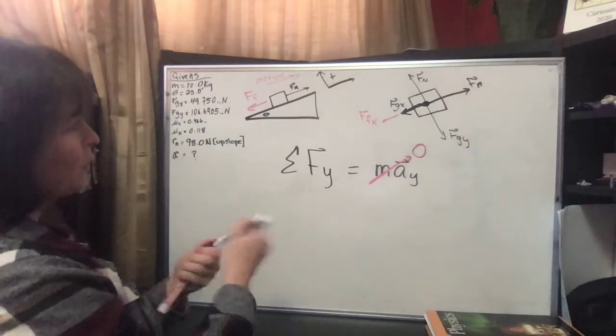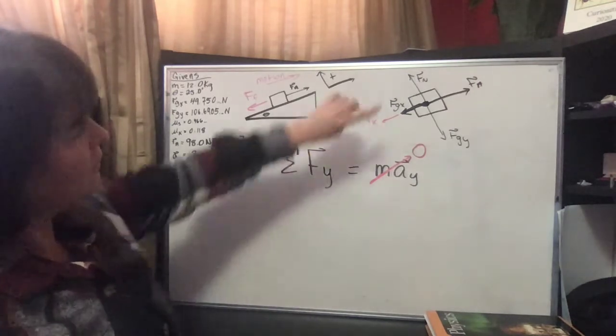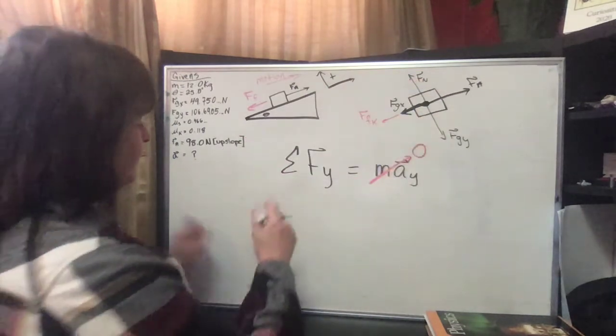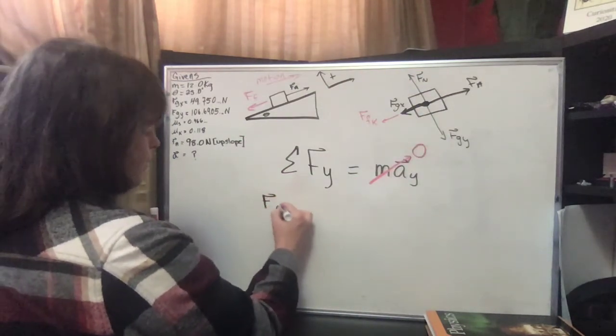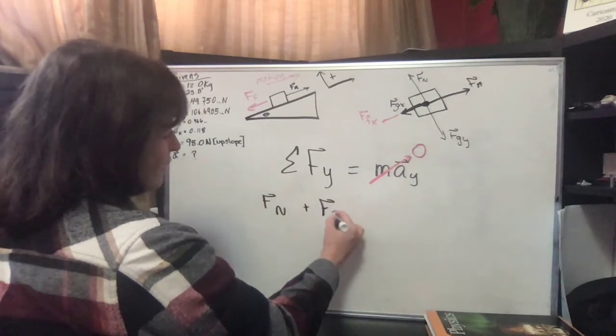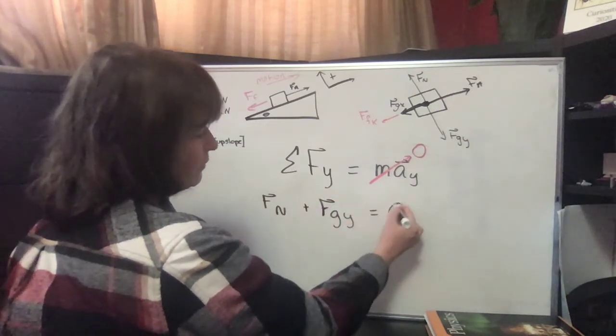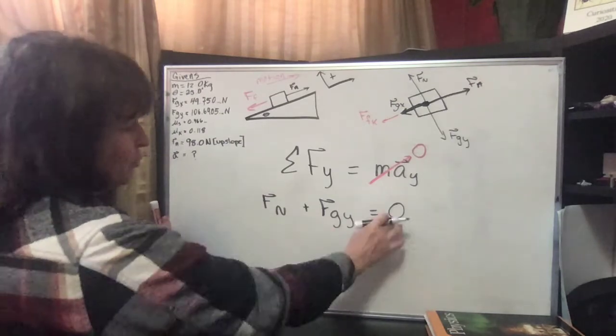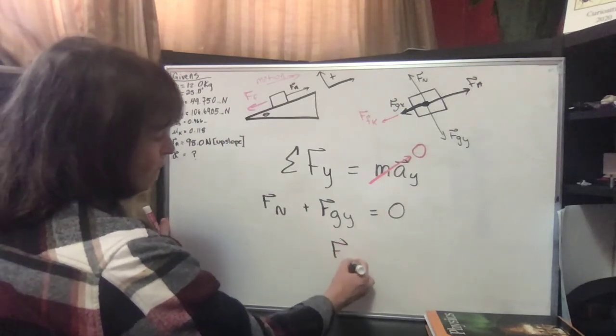So what forces are we dealing with in the y? Well, in the y, we have normal and FGY. So Fn plus FGY equals 0. Now we're isolating for force normal, so we're going to subtract over force of gravity.